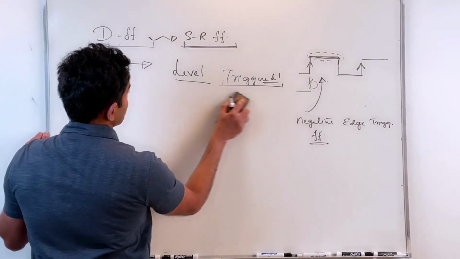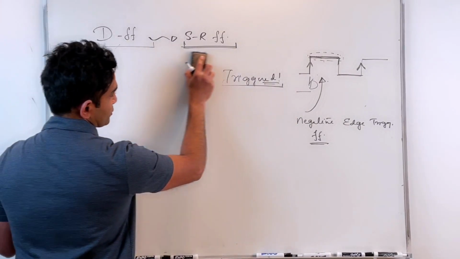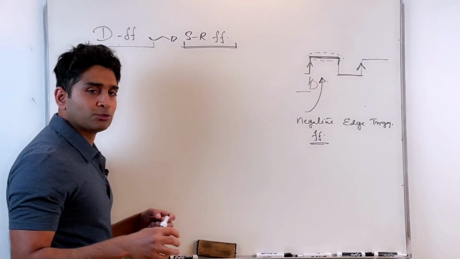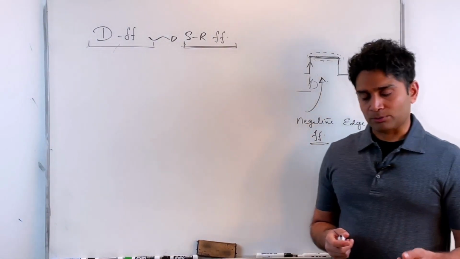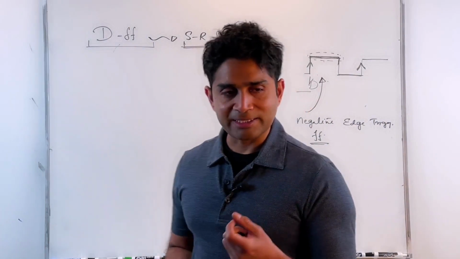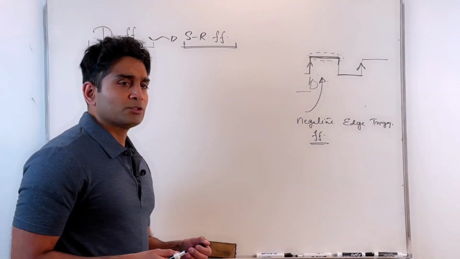Now, what else did we do? So, D flip-flop, as the name suggests, D stands for data, so it can be used to store data. And in the last class, we looked at one possible example of utilizing a D flip-flop to construct a register.